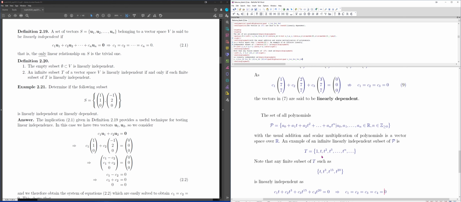And if you consider this subset over here, this is a subset with 1, t squared, t cubed, and you keep going to t to the n, but this just keeps going.